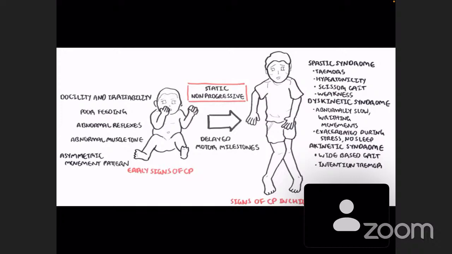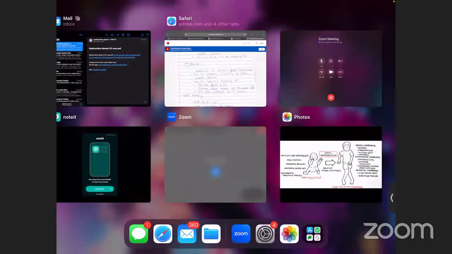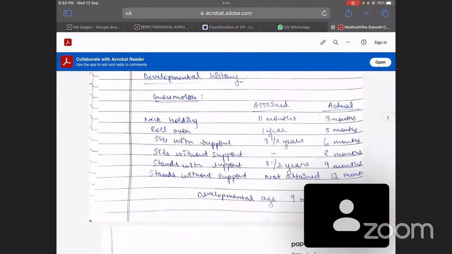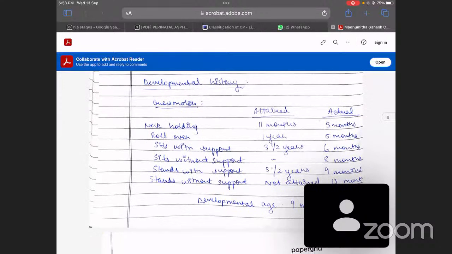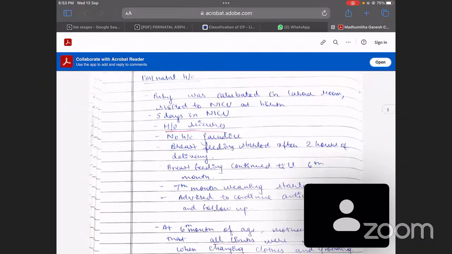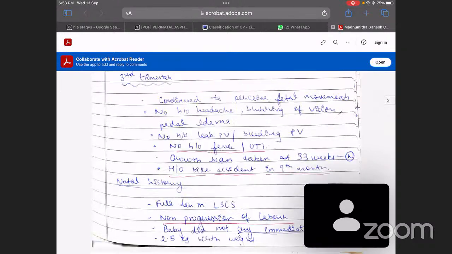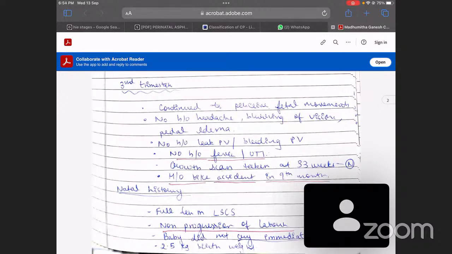Okay, we can go on with the history. We'll move on to the developmental history. Wait, in this case you go for the postnatal history. I have to ask this question. Third trimester we completed, right? No, we didn't complete it. This is more of the history.